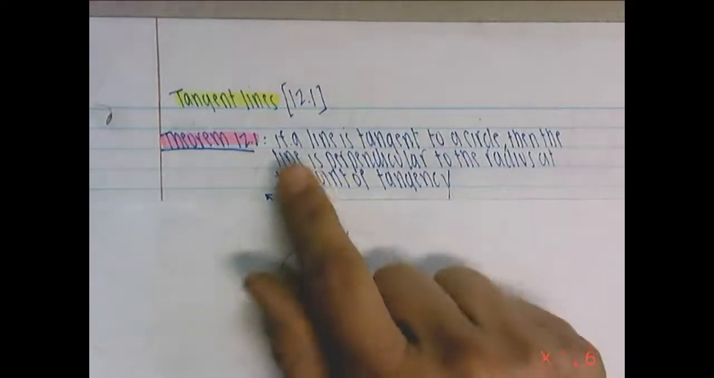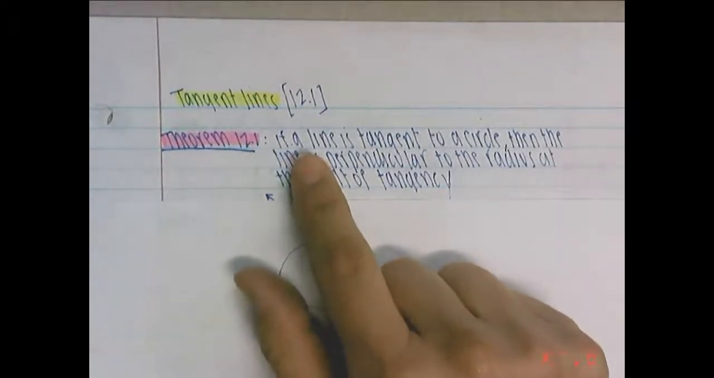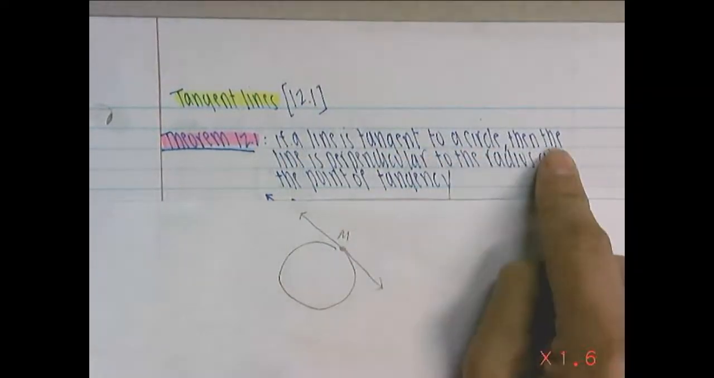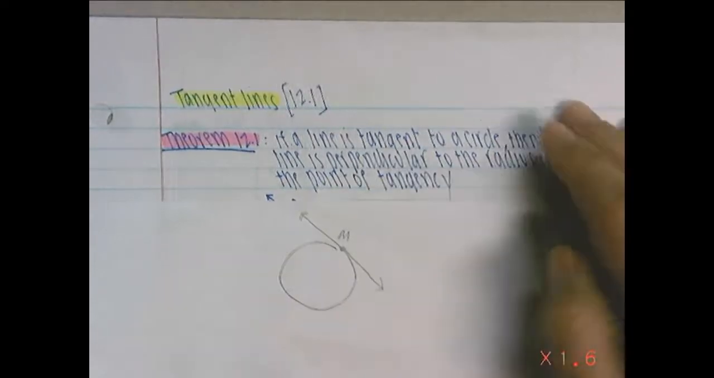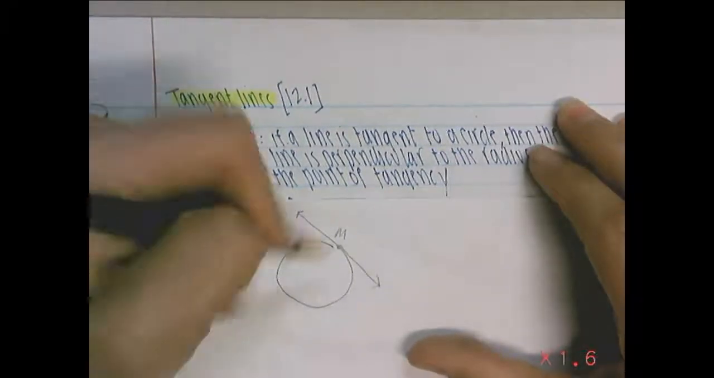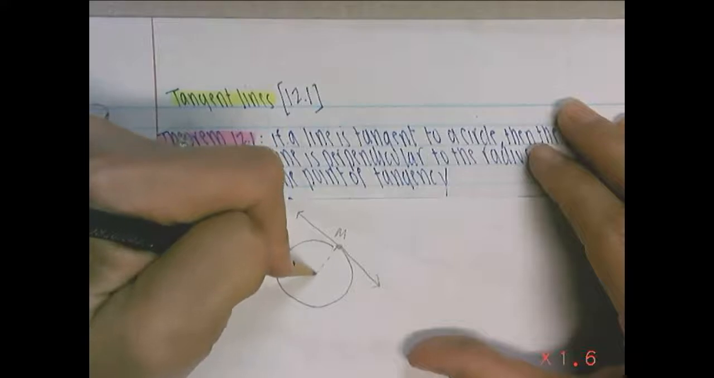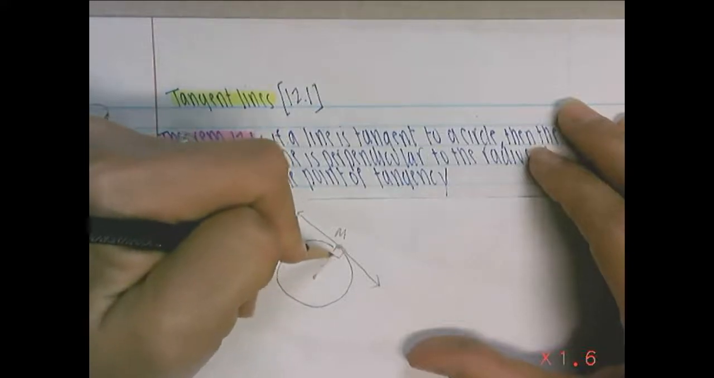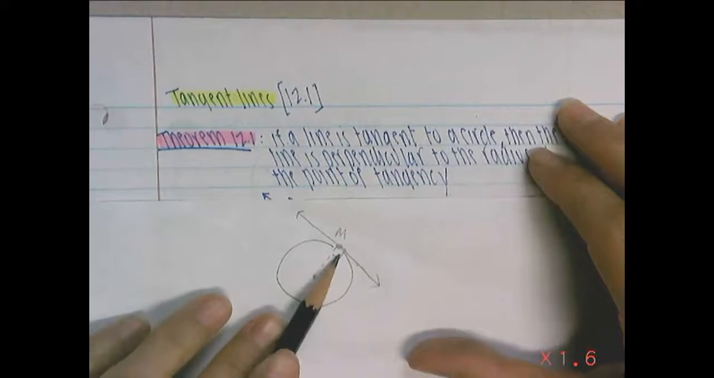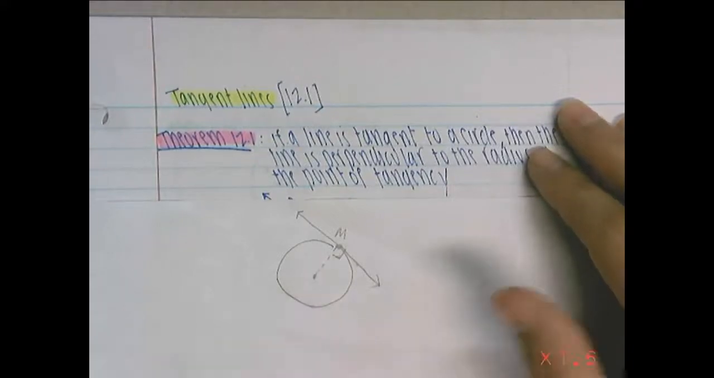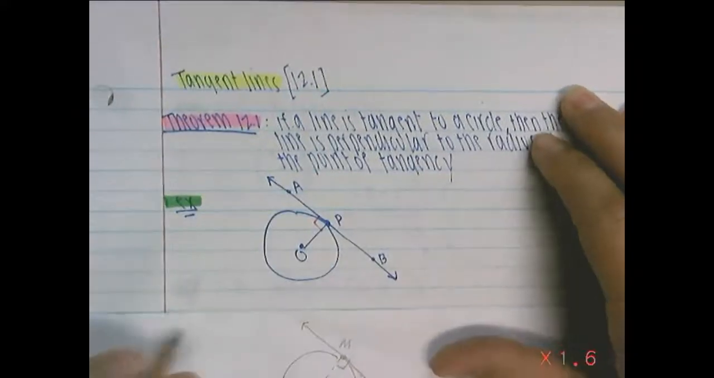So let's read about Theorem 12.1. If a line is tangent to a circle, then the line is perpendicular to the radius at that point of tangency. So if I were to pencil in a radius here, basically what that's saying is where the radius and the point of tangency meet, it's perpendicular, right? It's a right angle.